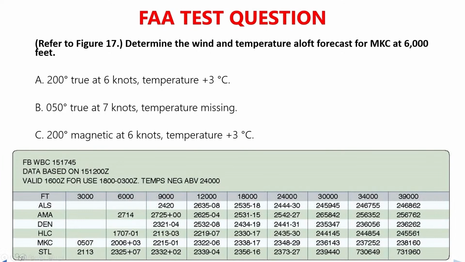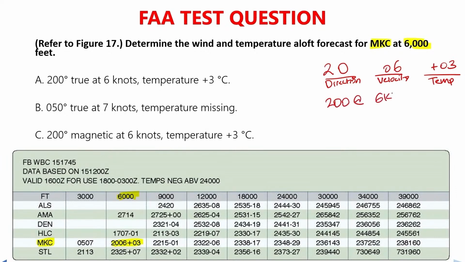So very simply, first off, obviously try to figure out where these are located. So we're looking at MKC at 6,000 feet. So I'm going to come down to the station. This is MKC. This is the 6,000 foot column. So what I'm actually going to try to figure out is this number right there. And if I pencil that in, I've got 2, 0, and I'm just going to separate them because remember the first number is basically going to be your direction, and then the second number is going to be the velocity, and then the third number is basically going to be your temperature. So I've got 2006 and plus 03. So 200 at 6 knots, and our temperature is plus 3 degrees Celsius.